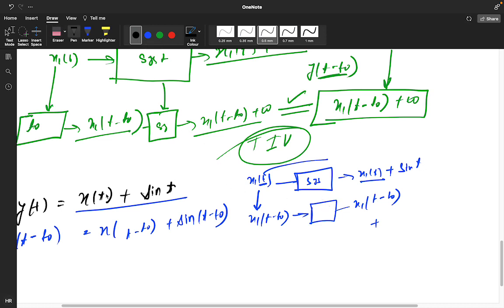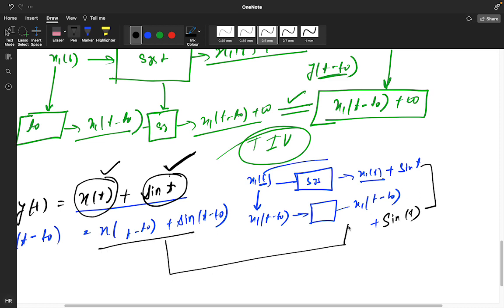In this, it is taking the input and adding sine t. Here also, what will happen? It simply adds sine t. So these two functions are not at all the same. So it will be time variant.